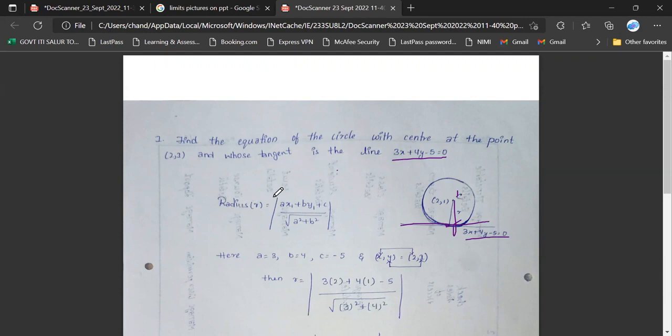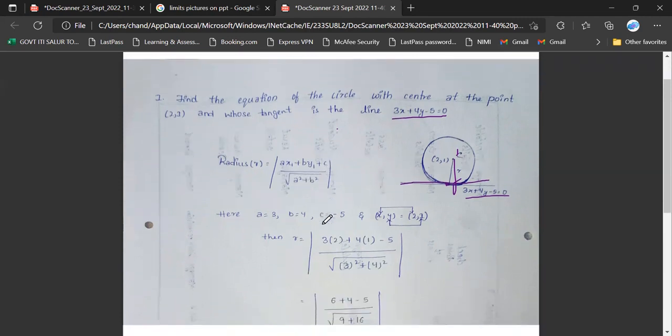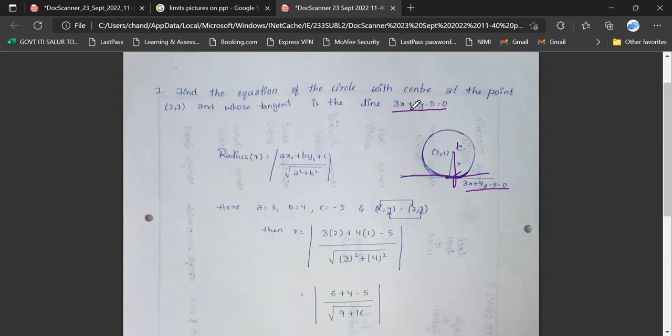So we have radius r is equal to (ax + by + c) divided by root over a square plus b square. Firstly we take the coefficients of x, y and the constant. Comparing the equation with 3x + 4y - 5, we have a = 3, b = 4 and the constant is -5. And x, y are the coordinates of the center, (2, 1).